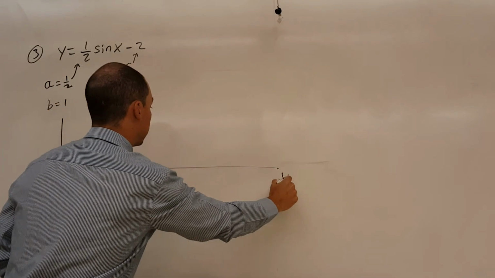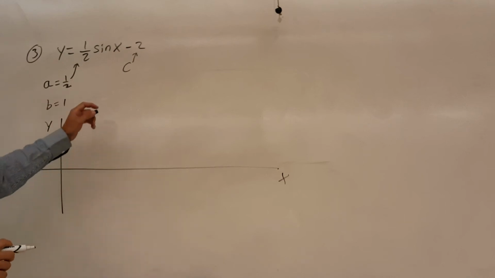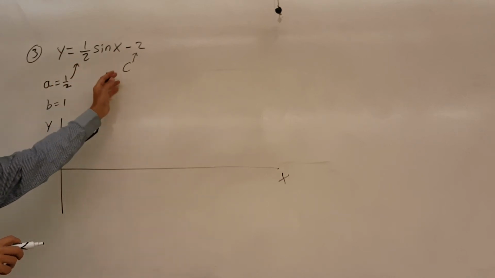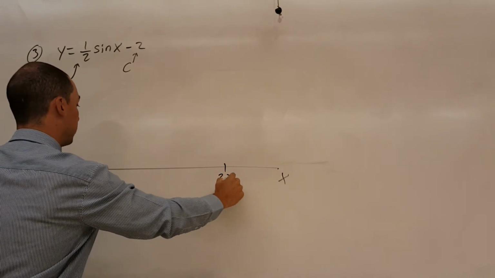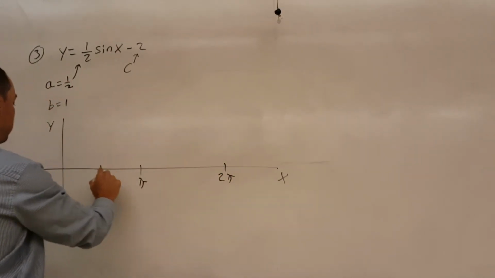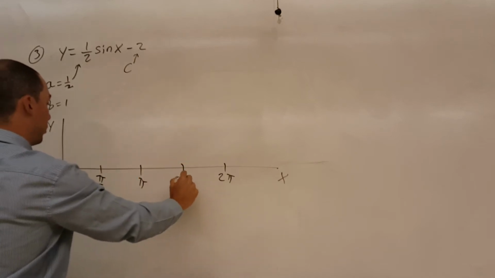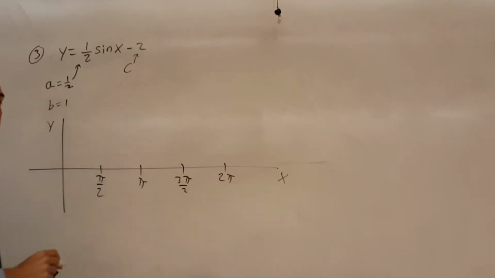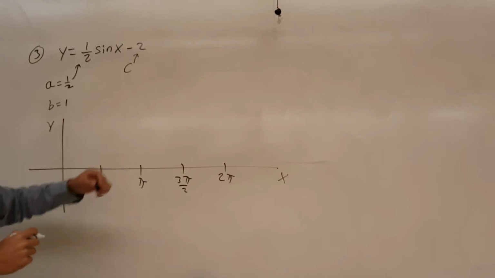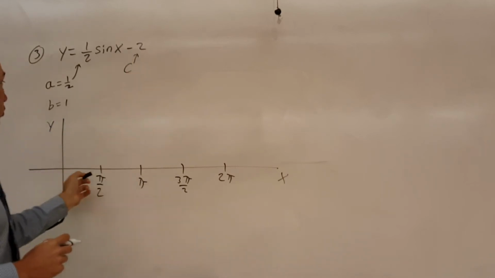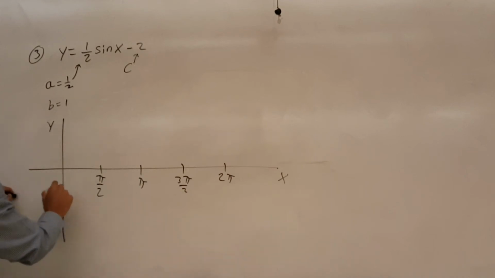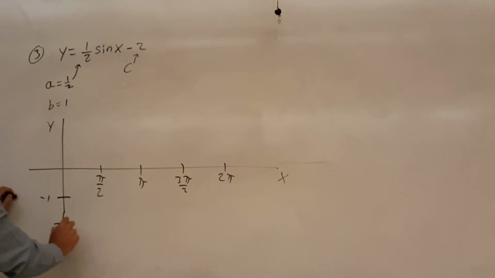So x-axis, y-axis. Let's see. Our period, again, is not changed. It's going to be 2 pi, so we'll graph from 0 to 2 pi. And after you graph a few of these, it should be quick to set up your x-axis there. Our shift is -2, so our midline is not going to be at 0 anymore. It's going to be at -2. So let's spread this out. Let's go -1 there, and then let's go -2 here.